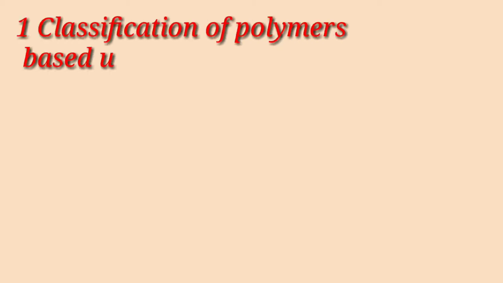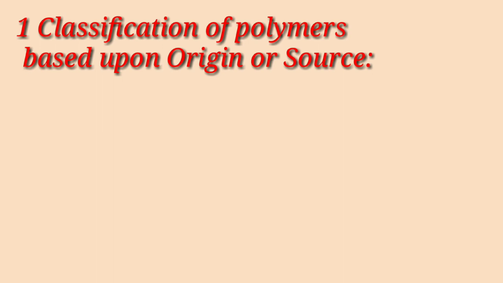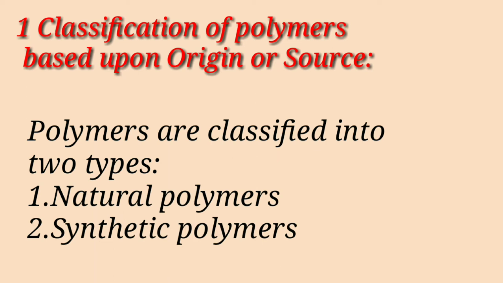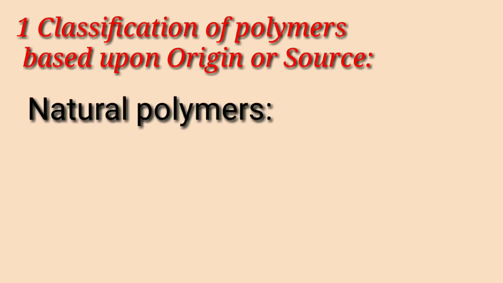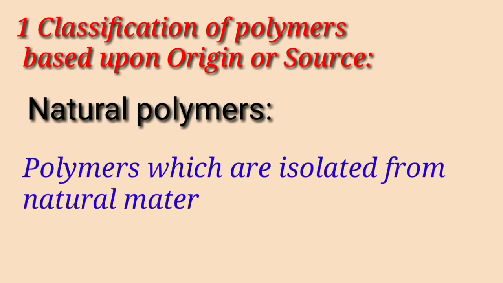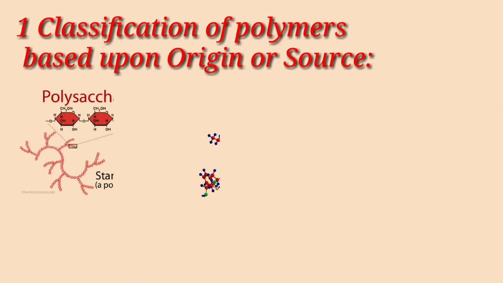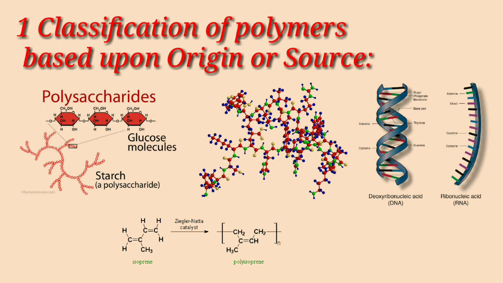First is classification of polymers based upon origin or source. Students, on the basis of origin or source, the polymers are classified into two types. One is natural polymers and the other is synthetic polymers. Natural polymers. The polymers which are isolated from natural materials, mostly plants and animal sources, are called natural polymers. Few examples are polysaccharides, proteins, nucleic acids, natural rubber.